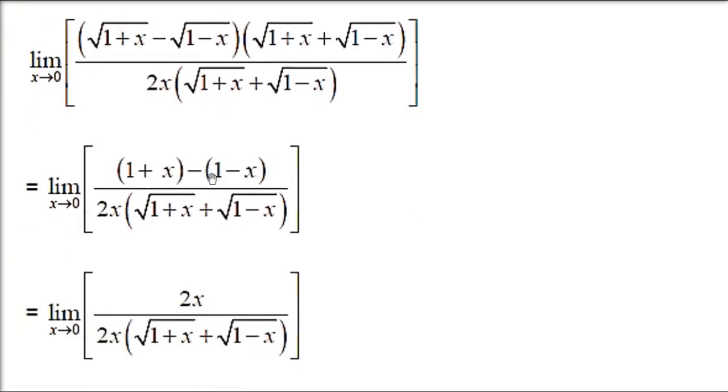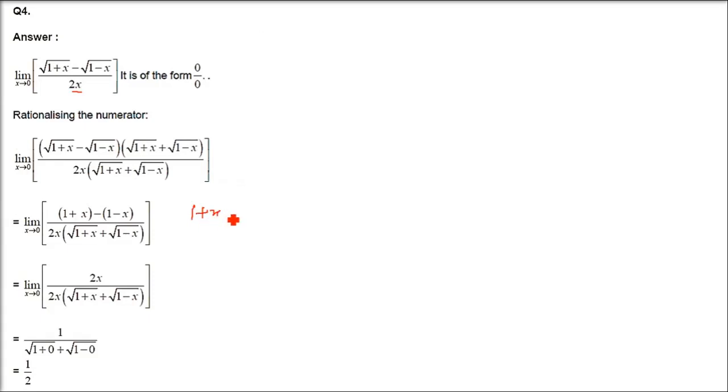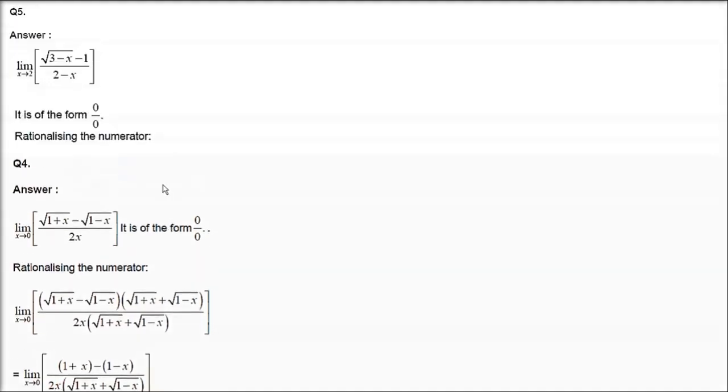So 1 plus x minus 1 plus x, 1 gets cancelled, it's 2x, and 2x is there in the denominator, you already have a 2x. So only under root 1 plus x plus under root 1 minus x will remain in the denominator. So you have this as under root 1 plus 0 plus under root 1 minus 0. So you have 1 by 2, because under root 1 is 1 only. So 1 by 1 plus 1 is 2.